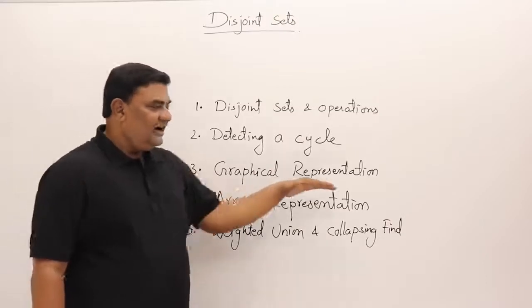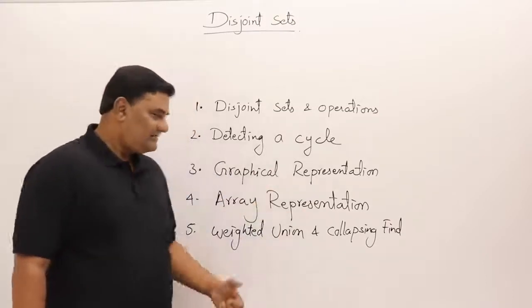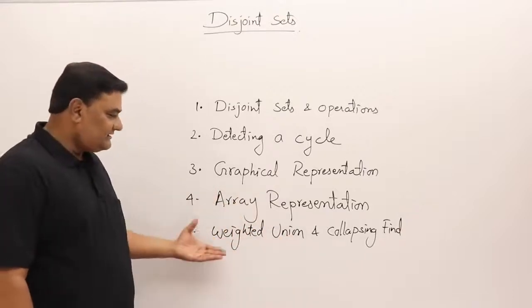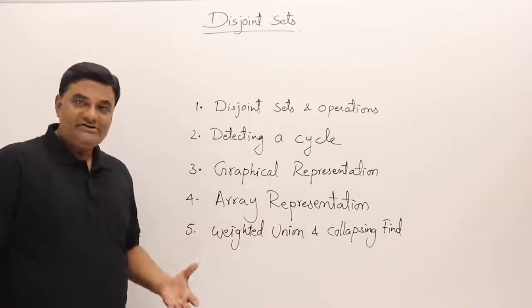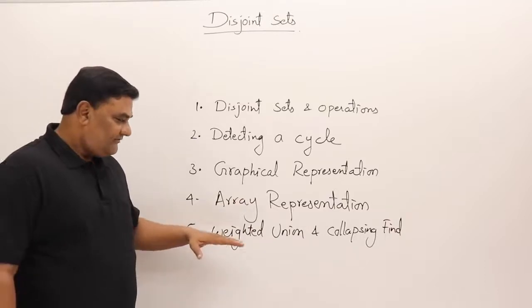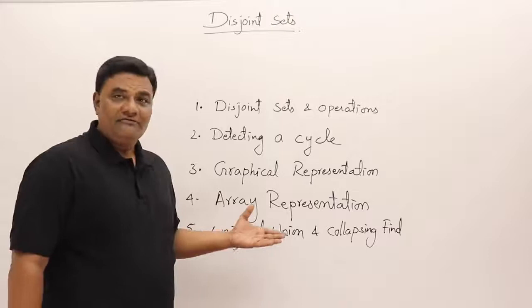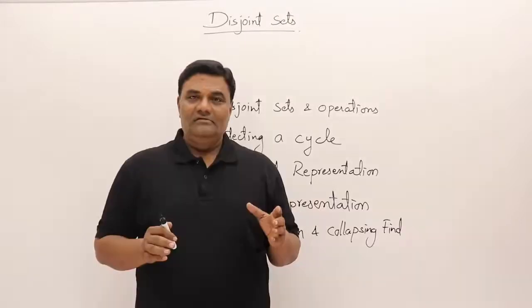Then graphically how to represent these disjoint sets and how they can be represented using an array. And lastly, the time efficient operations on disjoint sets are weighted union and collapsing find, which are based on the ranks or weights. We will see that.